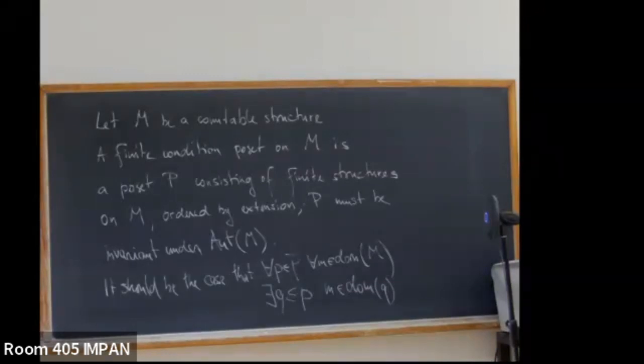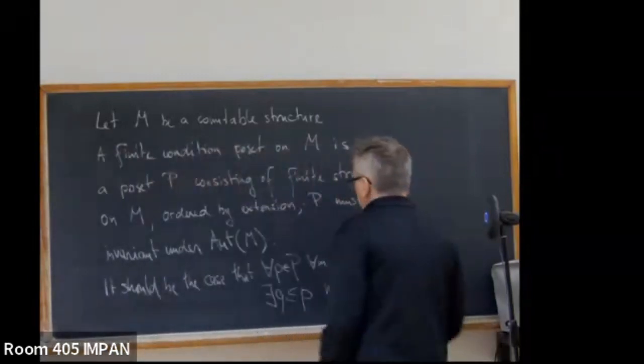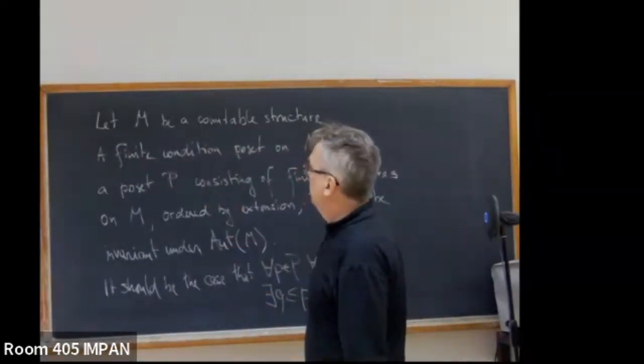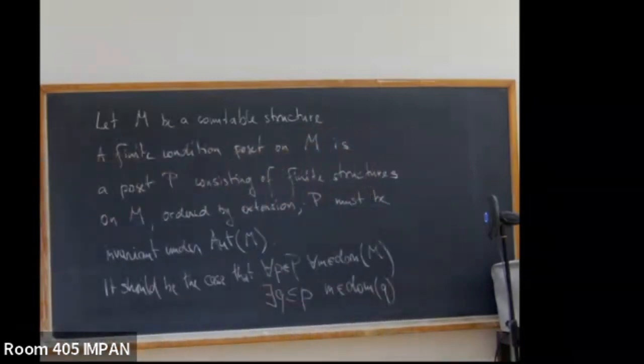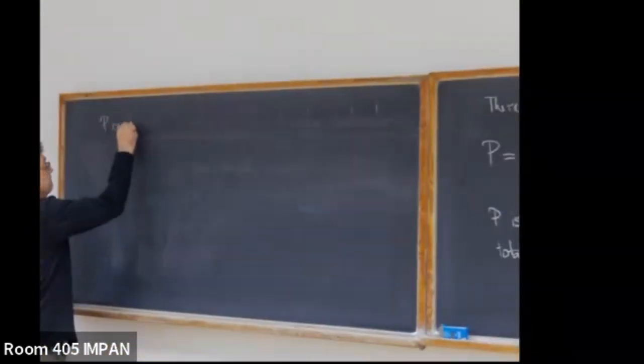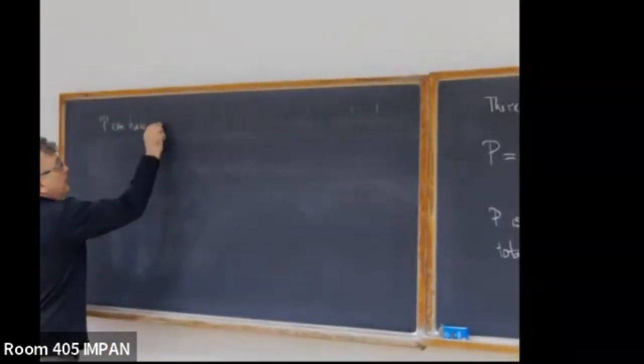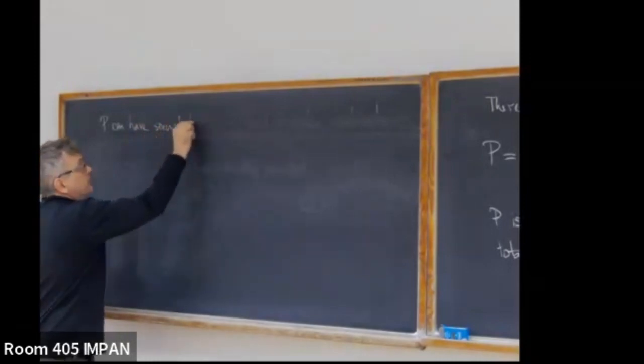Now the question is, what kind of control do we have on this poset P? The poset P is countable, but you might say that ends the analysis. In fact, it doesn't, and that's an important point. We need to devise a couple of notions of control. So P can have several kinds of control.